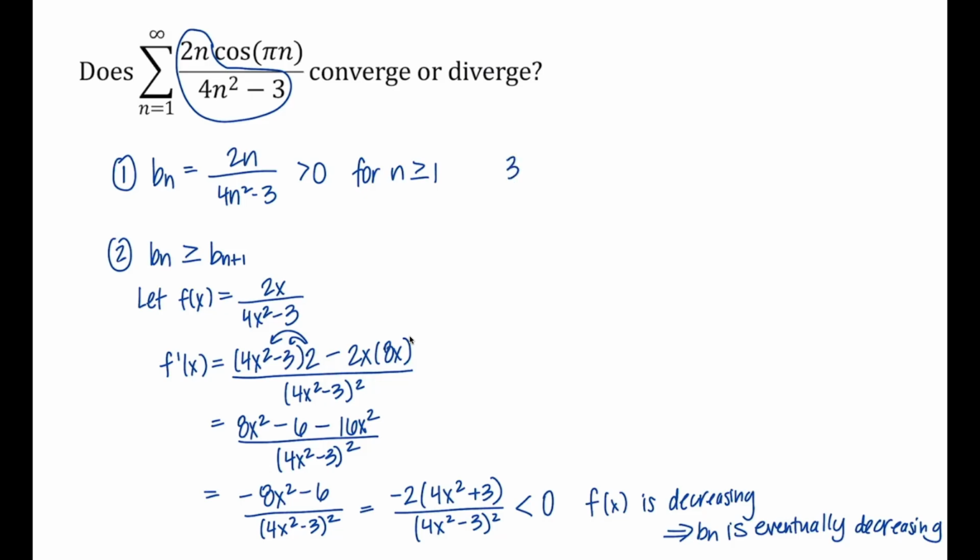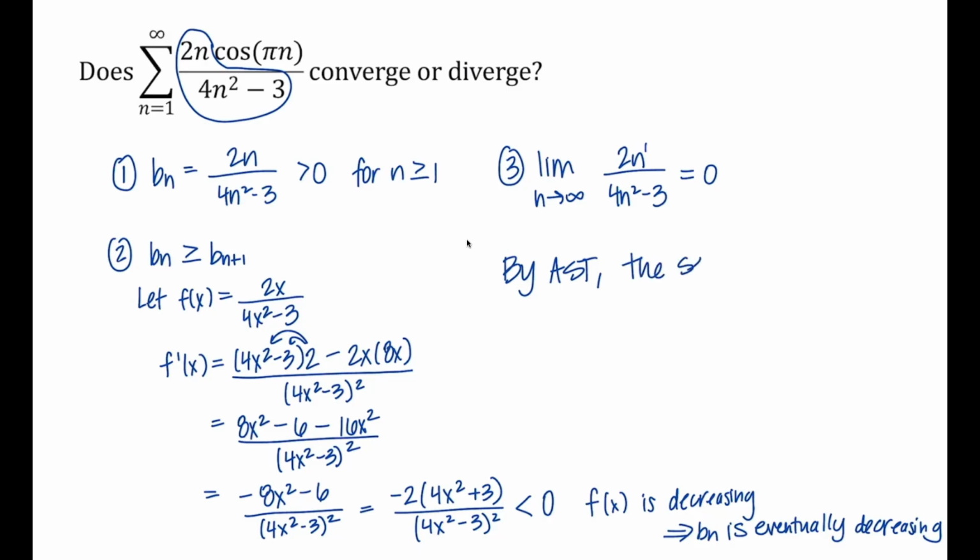Now, the third condition is that the limit as n approaches infinity of 2n over 4n squared minus 3 must be equal to 0. Well, it is. If we think about our dominance laws, we have n to the first on the top and squared on the bottom. If the bottom of a fraction is growing bigger faster than the top, then this whole thing is going to 0. Or we can use L'Hopital's rule to verify this as well, or do a little bit of algebra. Bottom line is this limit is equal to 0, so we can say by the alternating series test, the series converges.